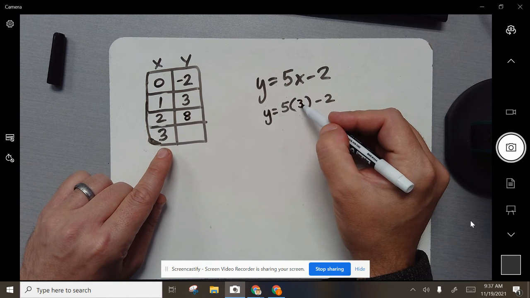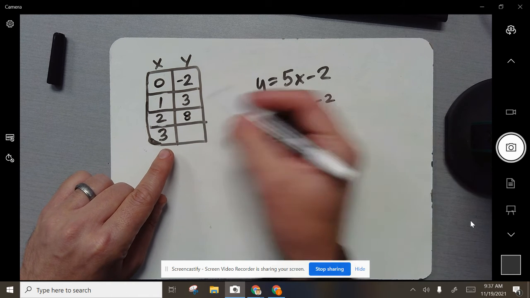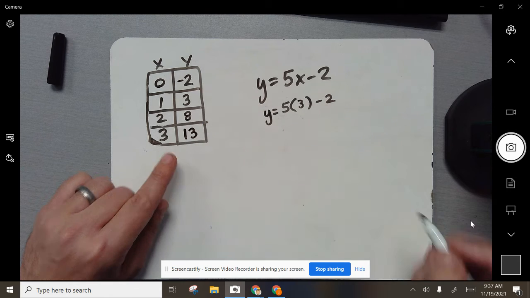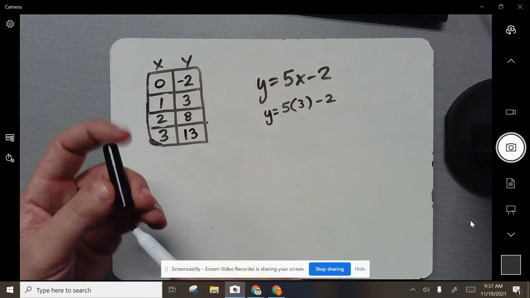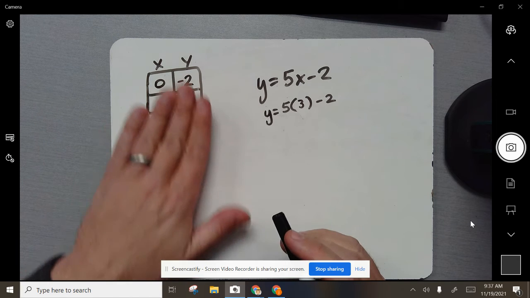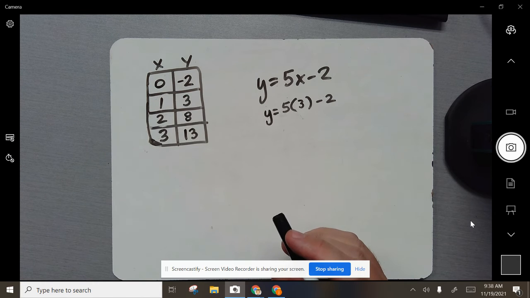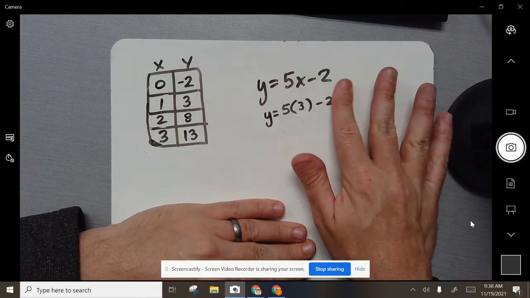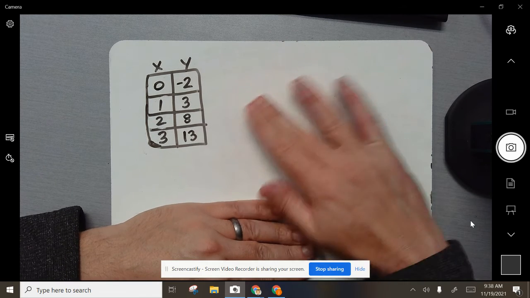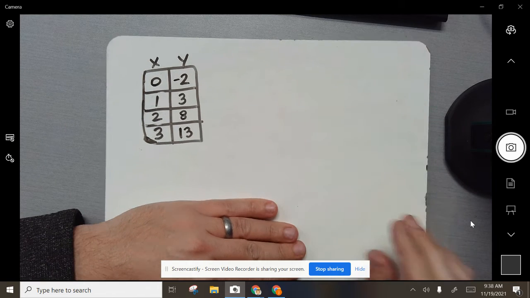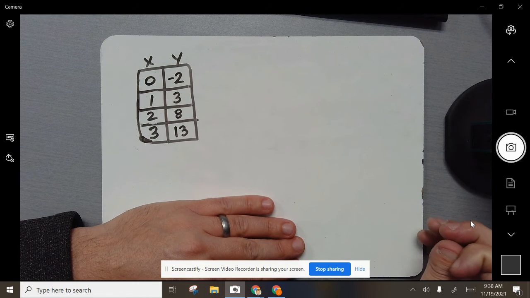5 times 3 is 15. 15 minus 2 is 13. All right, so now I have all my data. This is data right here. You have your data points, but I want you to now, in the video, show me how to solve this. When you do the video, you're going to show me how to solve this.